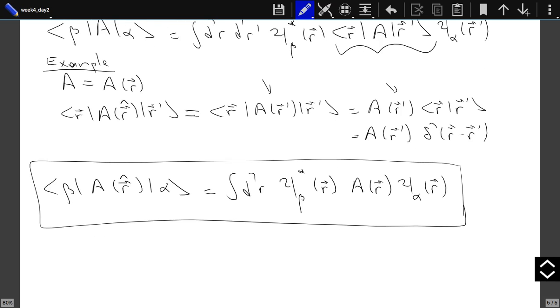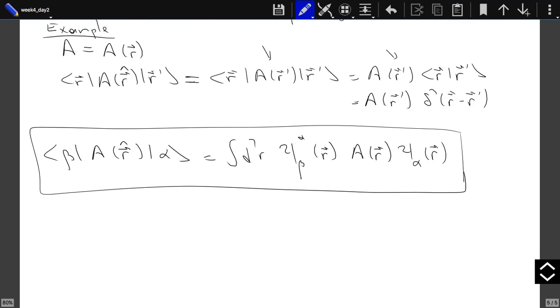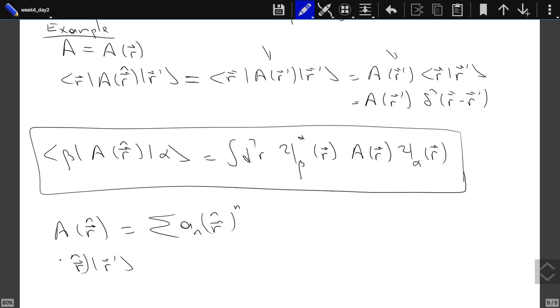Another example. Well, let me write it explicitly. I said that this is just a Taylor expansion. So this is the sum over n of a n, R operator to the power n. This is what I should understand from a function of an operator. Now let's look at how this acts on r prime.